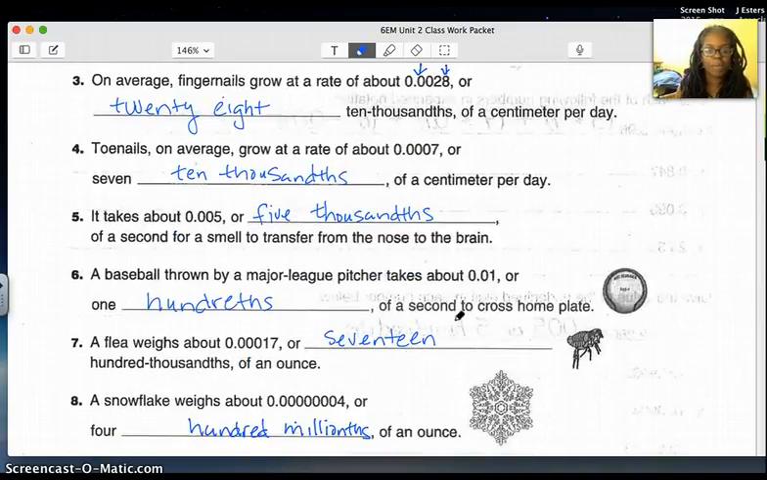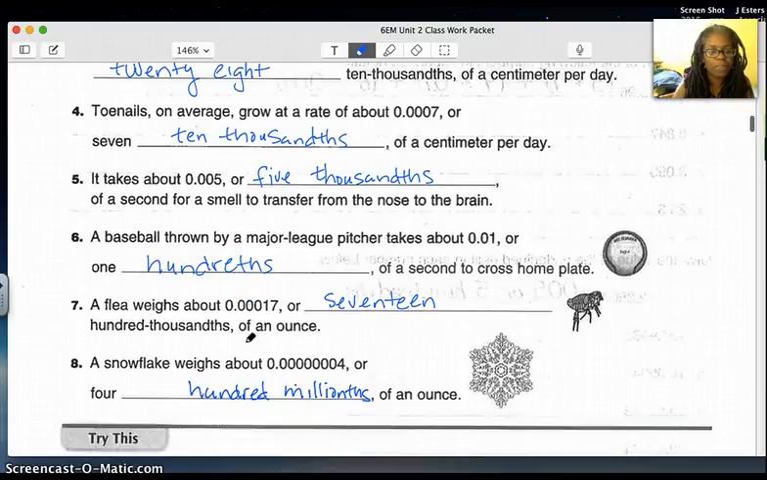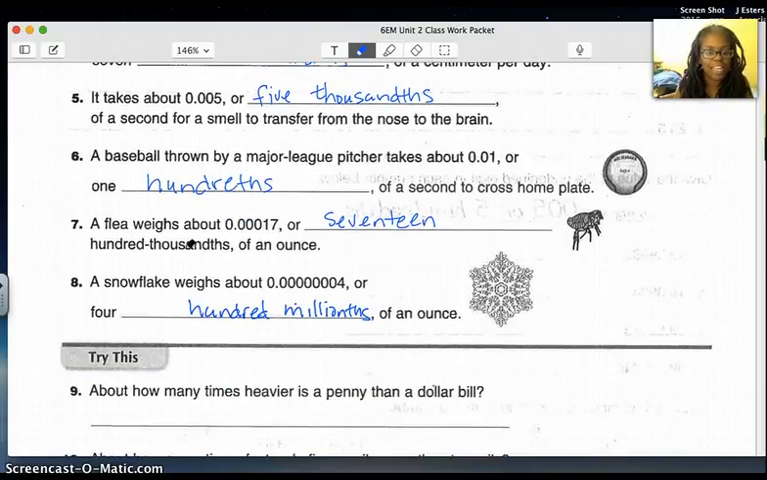And here, when we look at the 1, we see that it is in the hundredths place. So this is 1/100th. And then over here with number 7, we see that a flea weighs about... Remember, we read this as a number, 17, whatever number that is, but then what place does this 7 fall in? The last digit falls in the hundred thousands place.